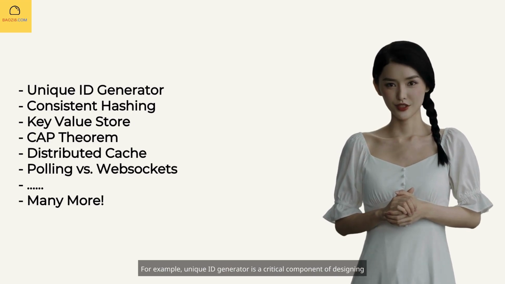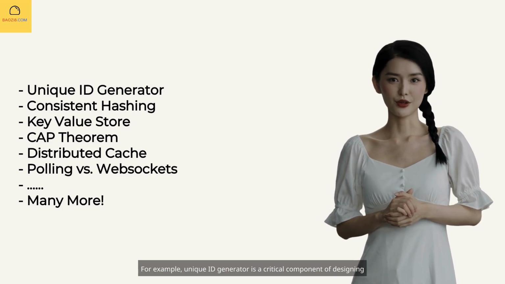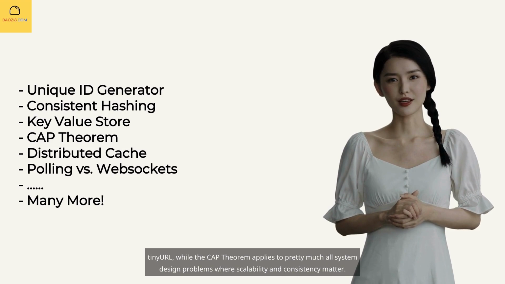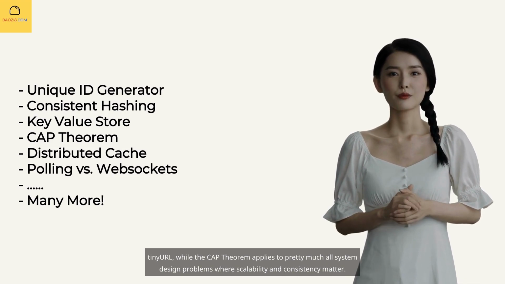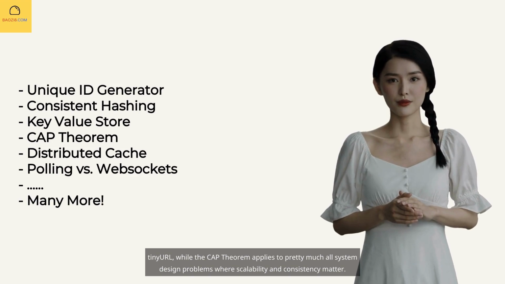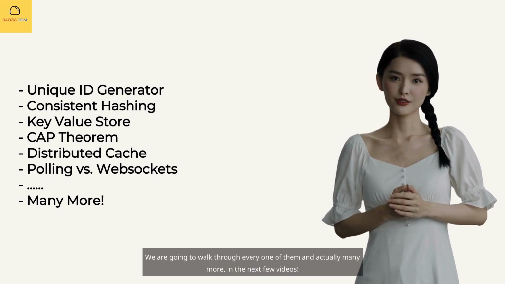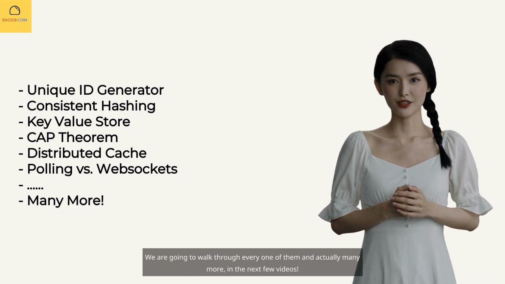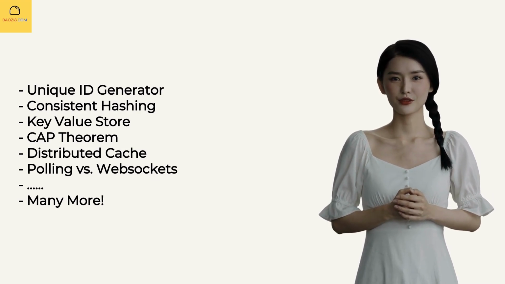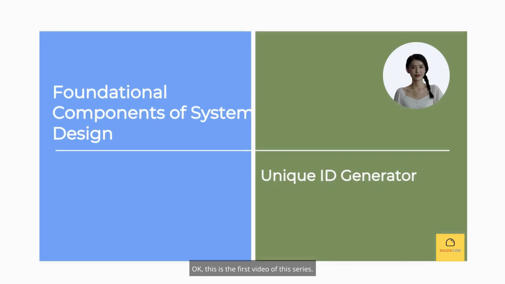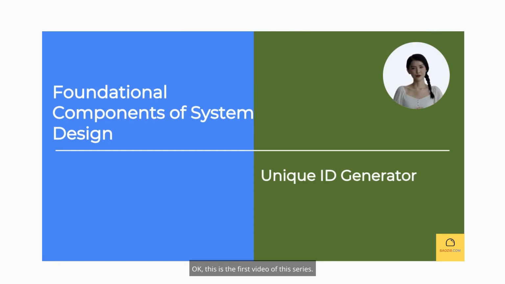For example, Unique ID Generator is a critical component of designing TinyURL, while the CAP theorem applies to pretty much all system design problems where scalability and consistency matter. We are going to walk through every one of them and actually many more in the next few videos. Stay tuned. Okay, this is the first video of the series.